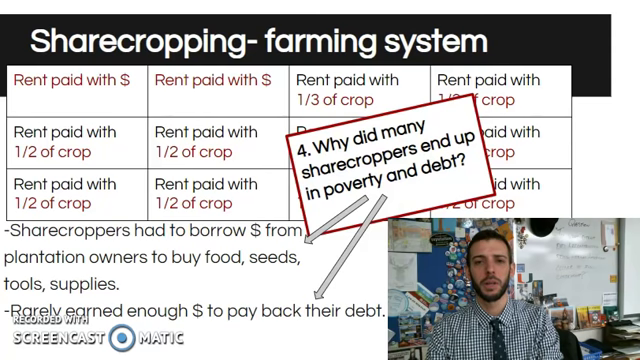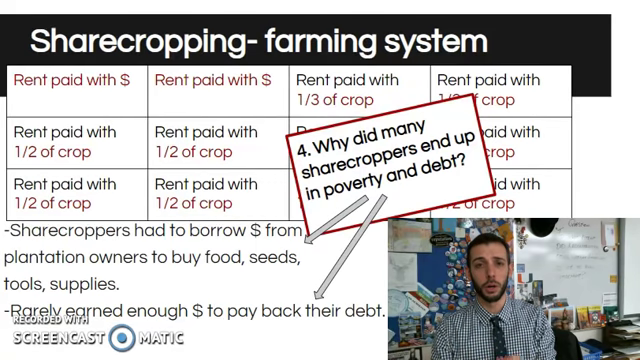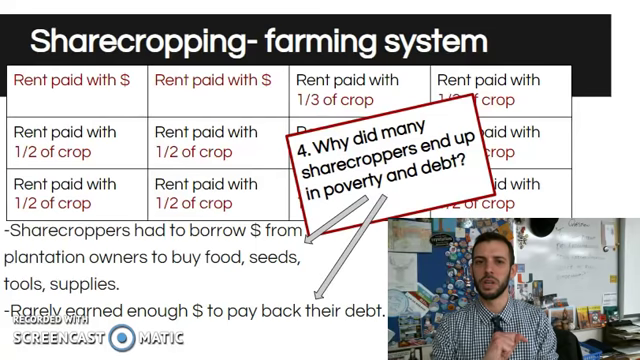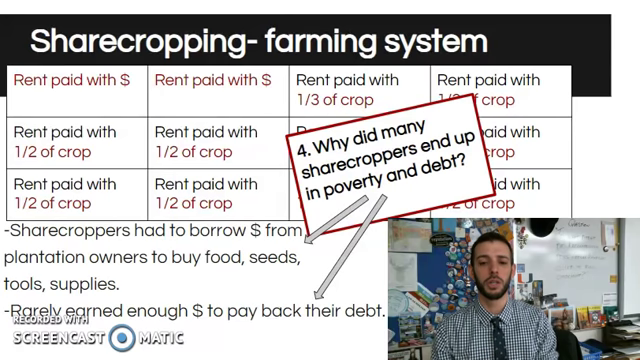Now here's the thing. Those sharecroppers not only need to pay the rent, but they also had to borrow money from the plantation owner to buy food and seeds and tools and supplies and to pay their own rent for a home. So all these things that they needed to pay, and it ends up that they often would owe the landowner more money at the end of the season than they actually made. And so the landowner would say, well, now, next season, you have to farm on this land again. You cannot leave until you've paid off that debt. And rarely would any of these sharecroppers earn enough money to pay back that debt in the first place.